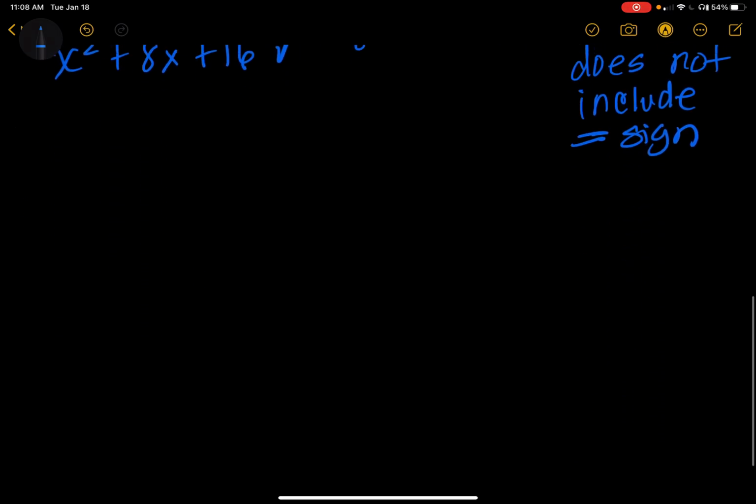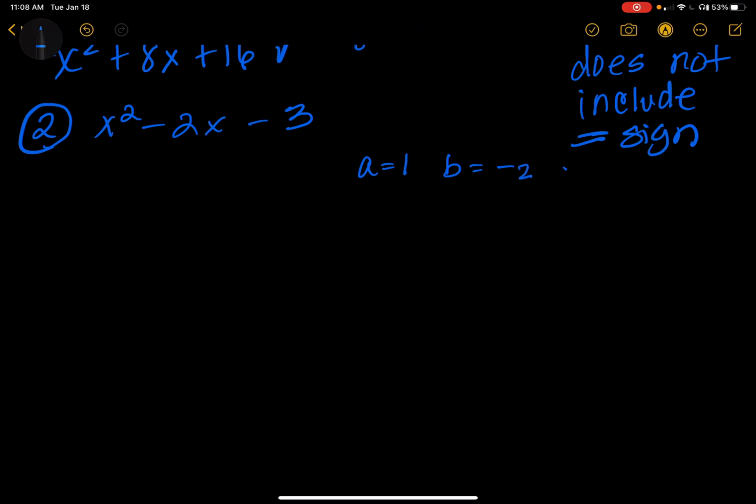For example number 2, let's look at x squared minus 2x minus 3. If we list our a, b, and c, a is equal to 1, understood 1. Our b is equal to negative 2, and our c is equal to negative 3. Very important to always carry your signs with your a, b, and c.